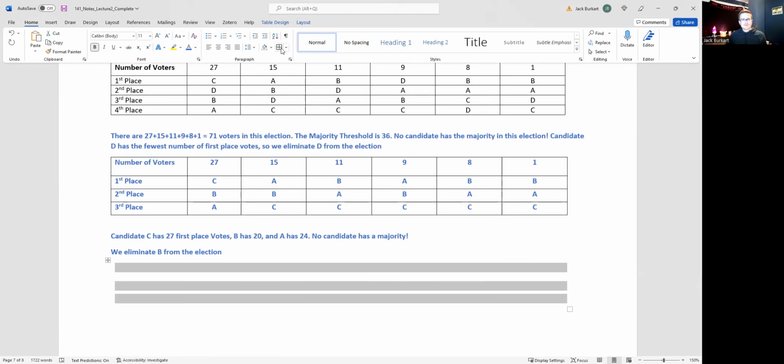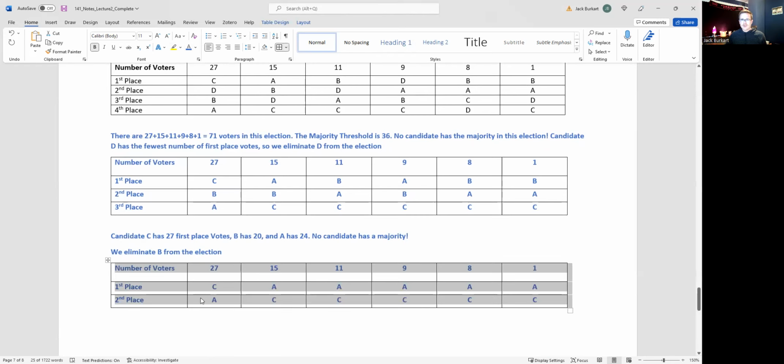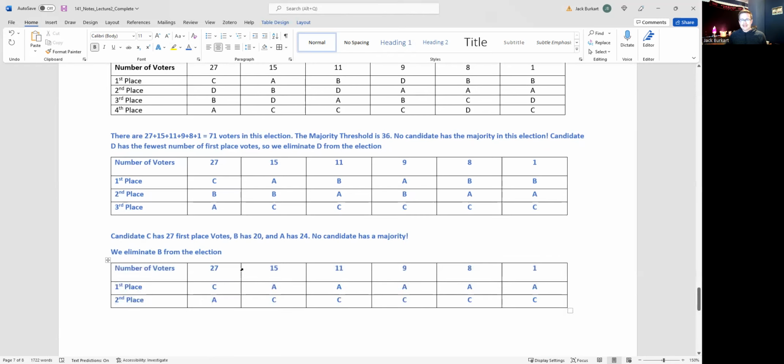If we do this, I can unveil the results right here. After eliminating B from this election, we're going to just recount all the first place votes. So we remove B, we move everyone up 1 slot. That needs to be moved up 1 slot. And now we calculate who got the most first place votes. Only A and C are remaining. And right here, we see that C gets 27 votes. And I believe that the remaining 44 all end up going to candidate A.